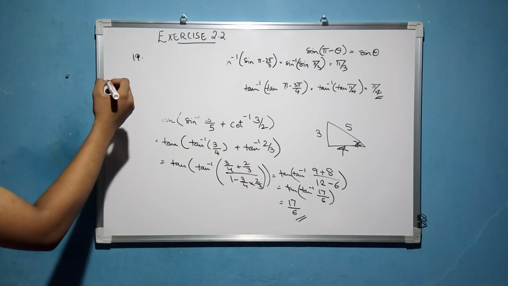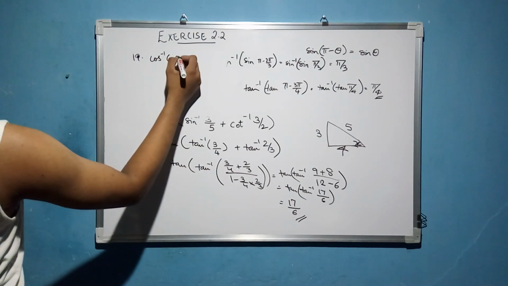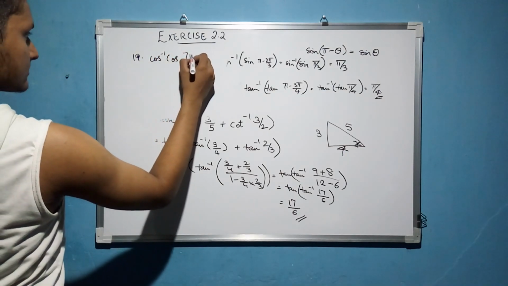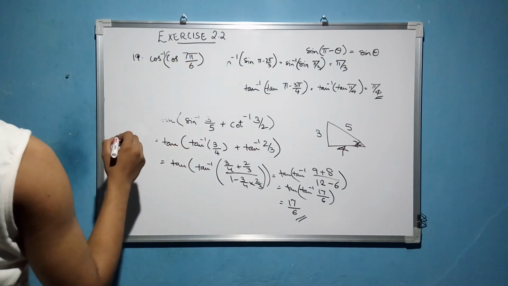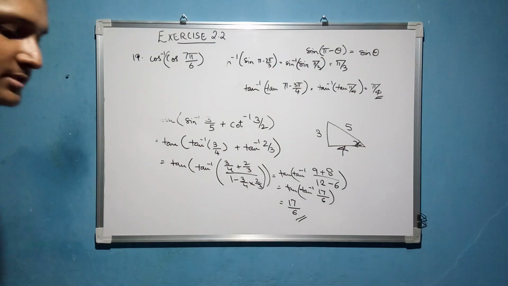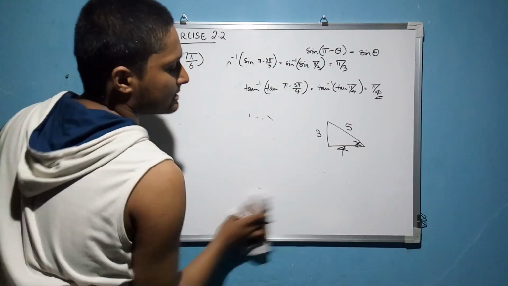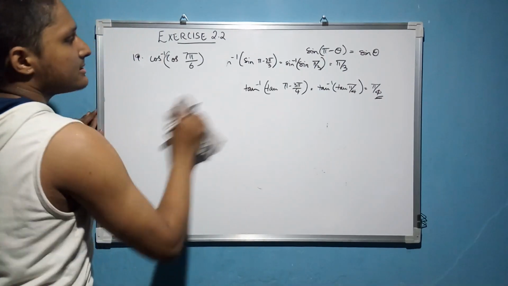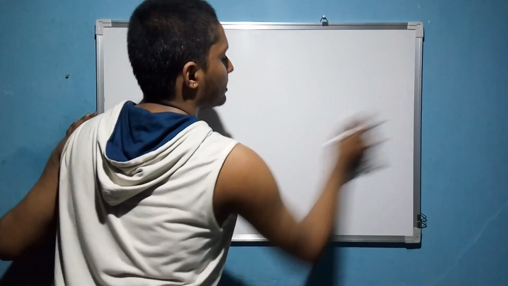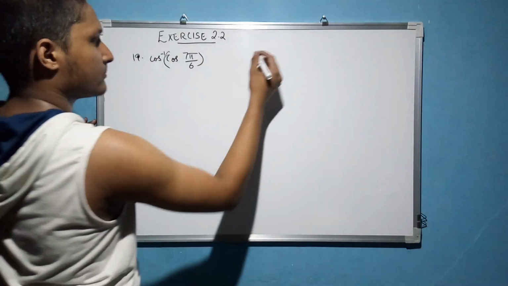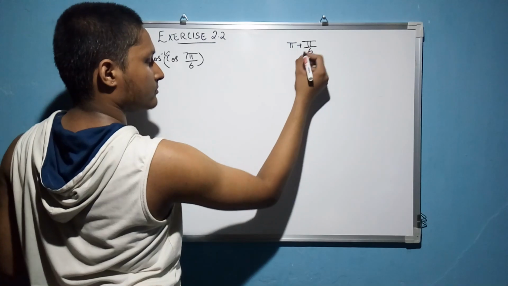The 19th question is cos inverse cos 7 pi by 6. Okay, remaining things we'll do later. So cos inverse of cos 7 pi by 6. So 7 pi by 6 can be written as pi plus pi by 6. So this is pi plus pi by 6.